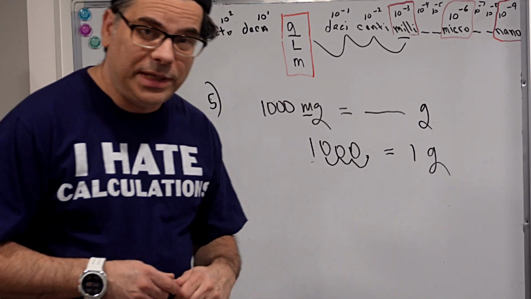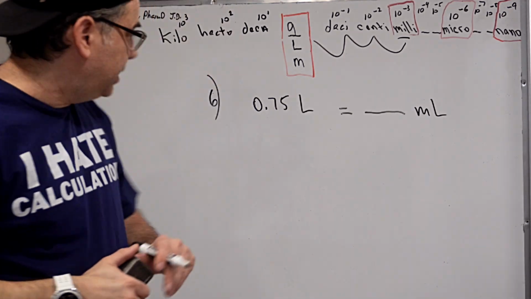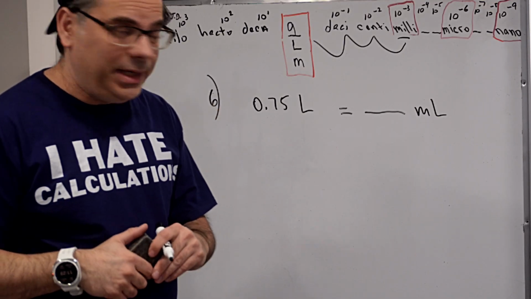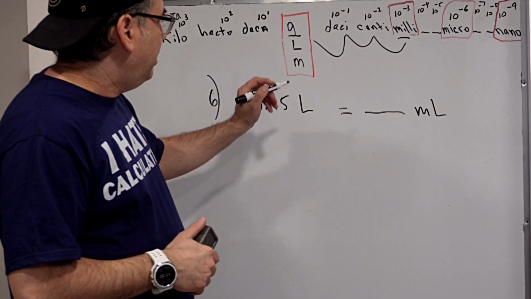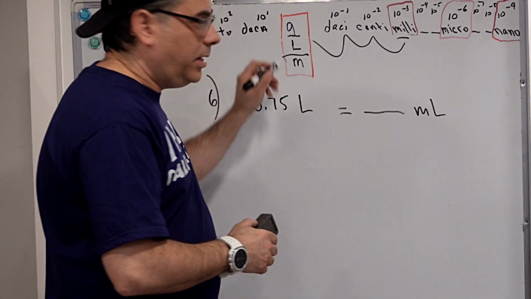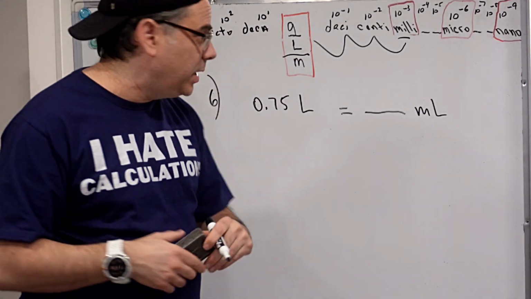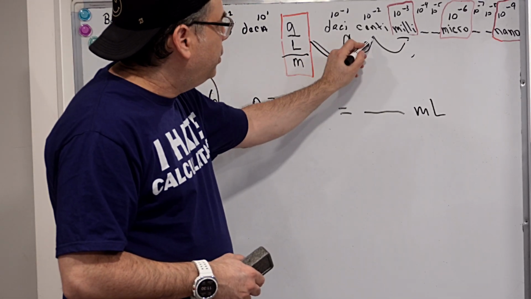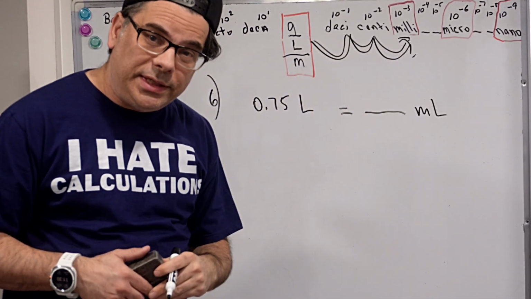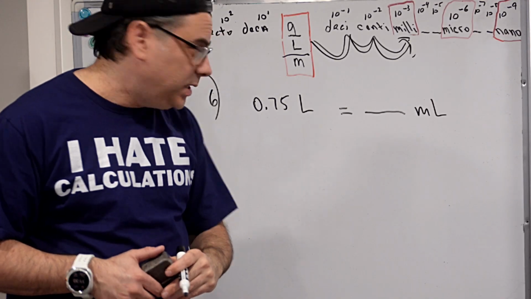Let's go to question number 6. Okay, so we have question number 6. 0.75 liters is how many milliliters? So again, find the liter. Liter is right over here. It's a base unit, again, when you're measuring a liquid. And we want to go to milliliter. So it's just 1, 2, 3, 3 to the right. So you just move that decimal point 3 spaces to the right.